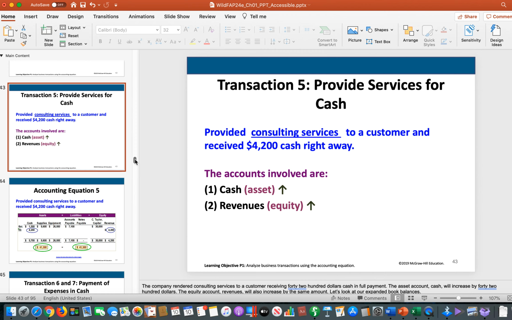This company is called Fast Forward, and it provides consulting service. So Mr. Taylor is a consultant, and he provided consulting services to a customer who paid him immediately. Paid him $4,200 immediately. So cash went up as an asset, right? And so did revenue.